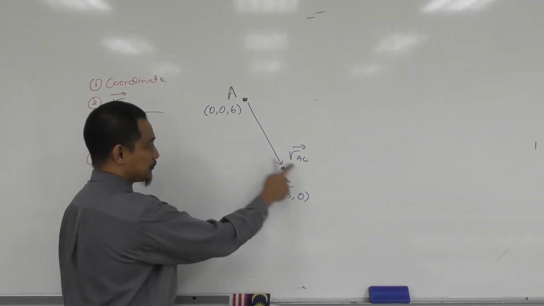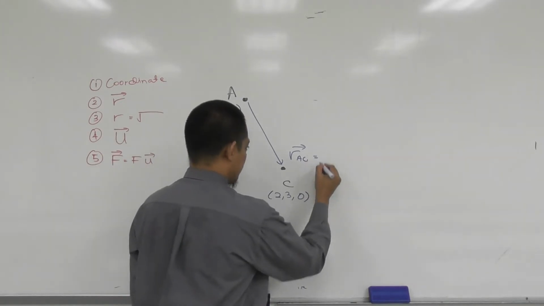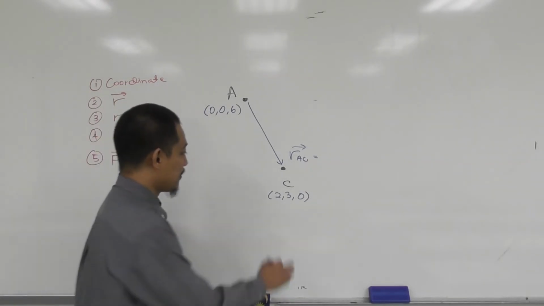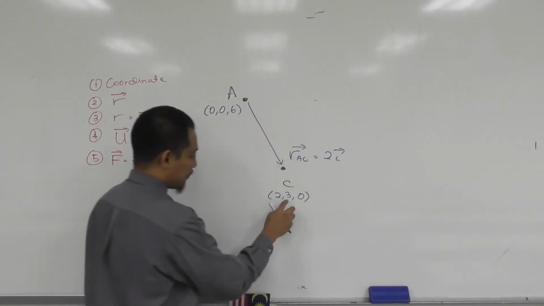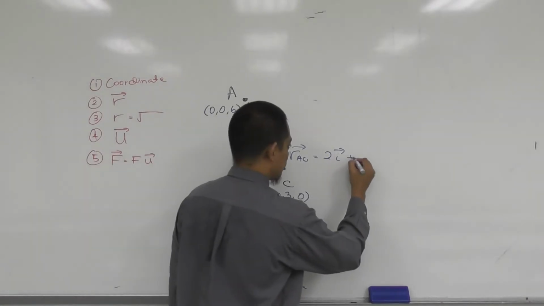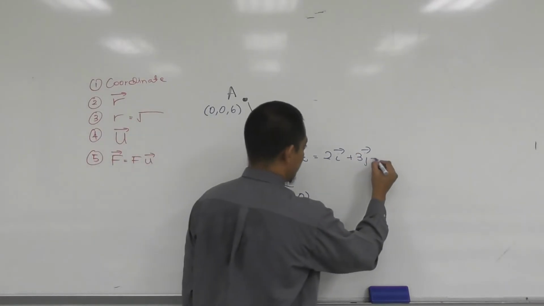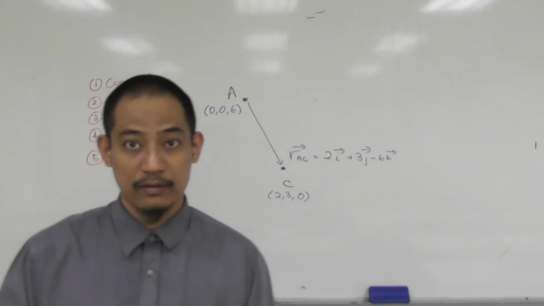Alright, so next, once you get the coordinate, you can get the position vector. How to get this one? RAC, basically coordinate C minus coordinate A. So 2 minus 0 becomes 2i, 3 minus 0 becomes plus 3j, 0 minus 6 becomes minus 6k. Right?